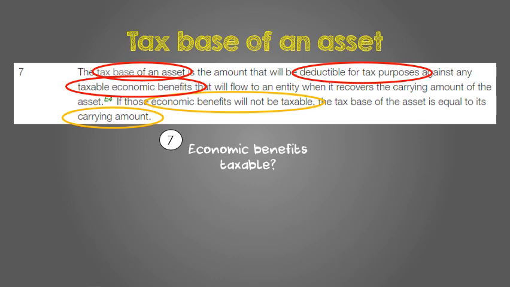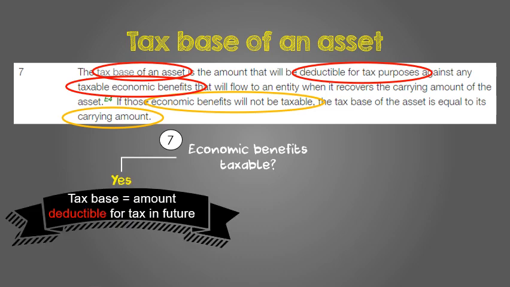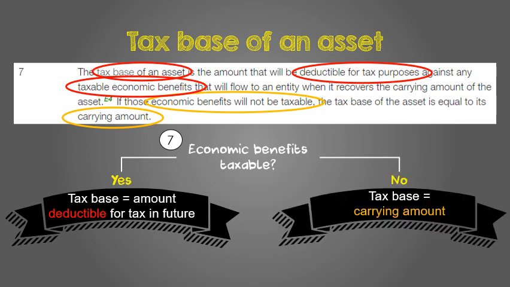Okay, so when we have an asset and we want to determine what the tax base is, we have to ask ourselves first, will the economic benefits be taxable when we realize this asset? So the economic benefits from realizing this asset, will they be taxable? If the answer is yes, then the tax base will be the amount that will be deductible for tax in future. If the answer is no, then the tax base will be equal to the carrying amount.